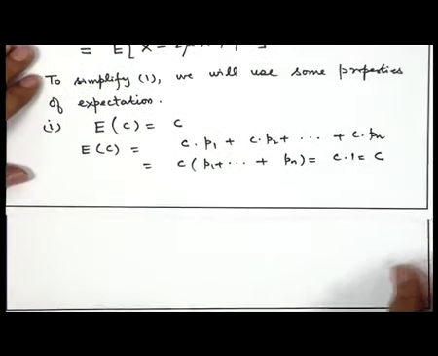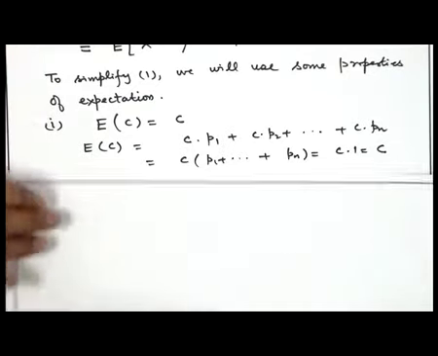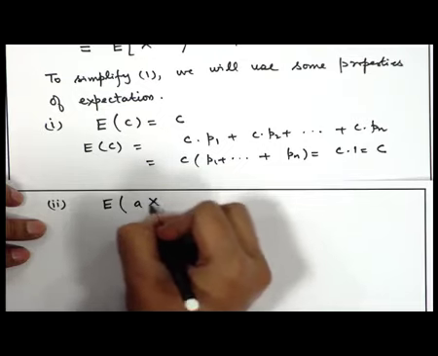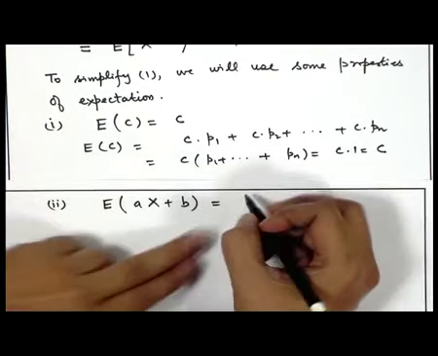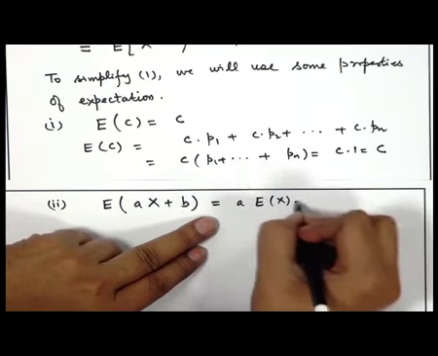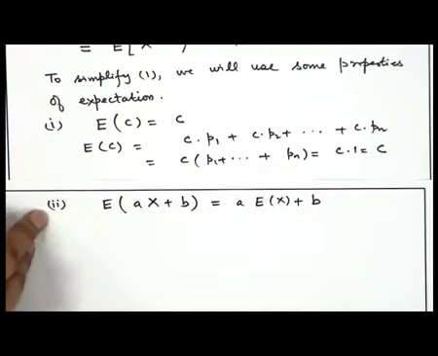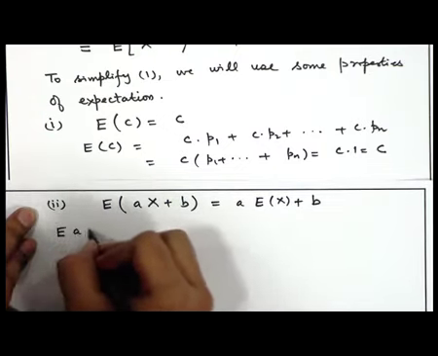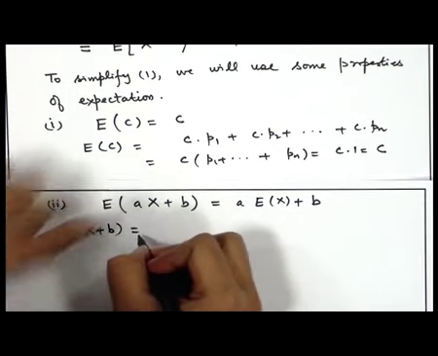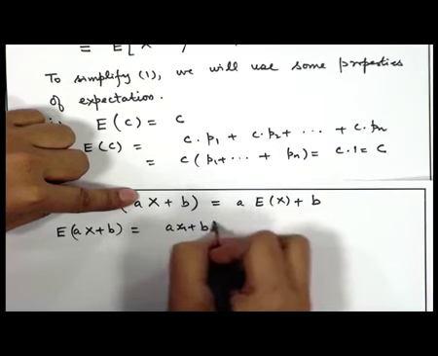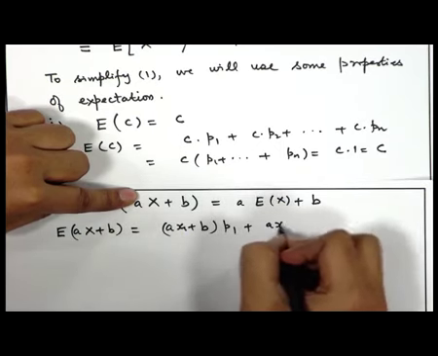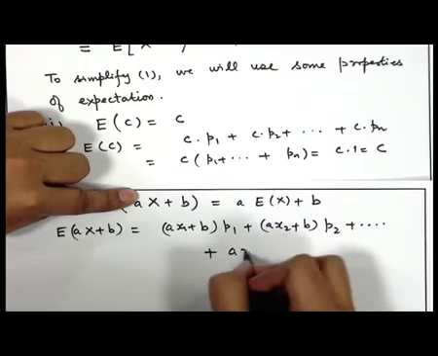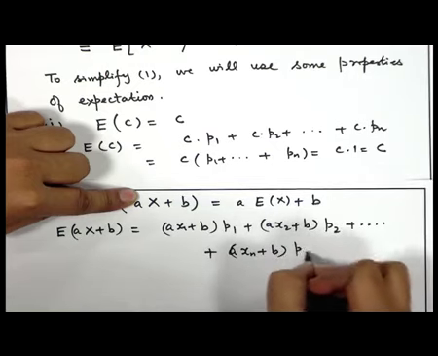Similarly, if I consider random variable x and I consider a linear function of that, then expectation of ax plus b is equal to a times expectation of x plus b. So, this is also very easy to see. If I write expectation of ax plus b, then it is equal to ax1 plus b into p1 plus ax2 plus b into p2 plus and so on axn plus b into pn.